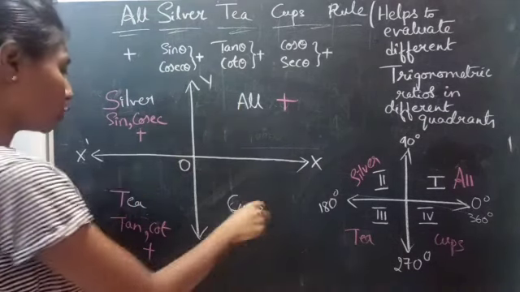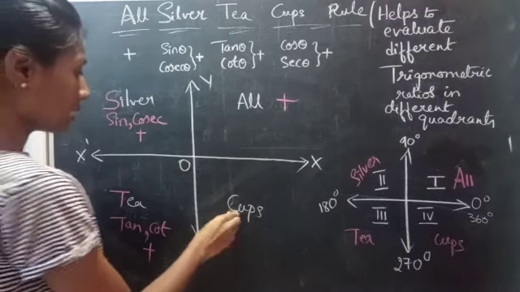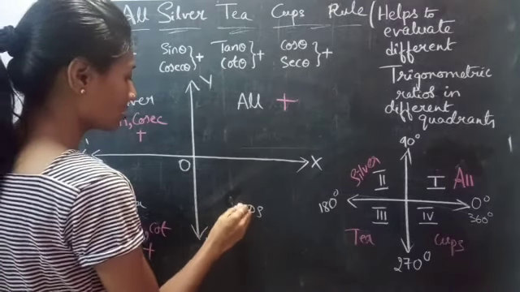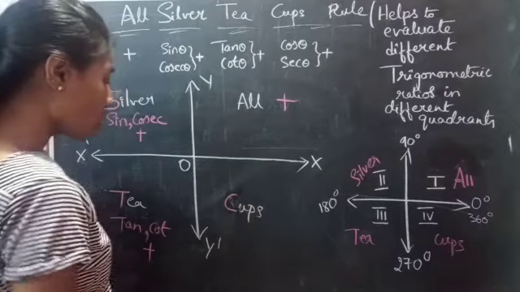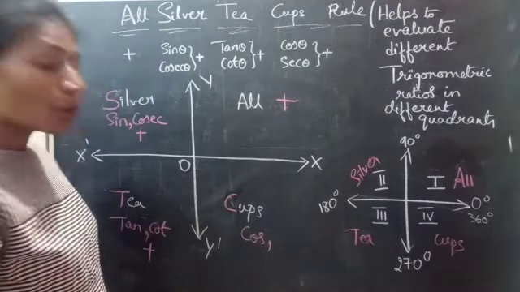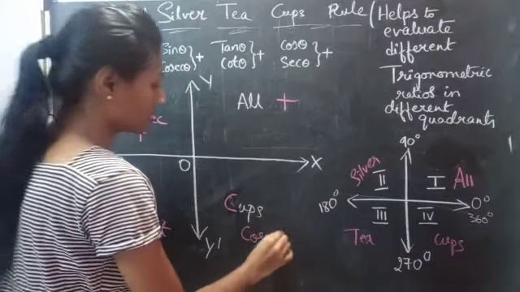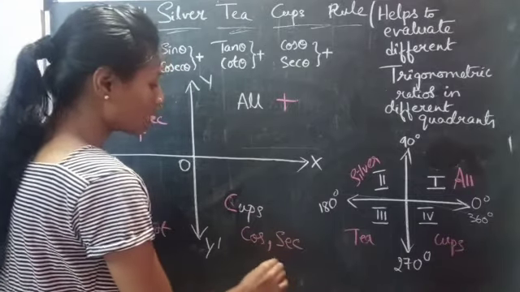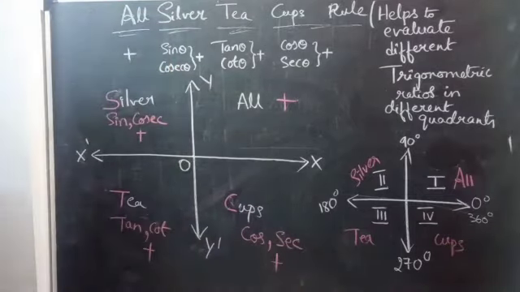Coming to the fourth quadrant, C for Cups. C stands for cos, and the reciprocal of cos is secant. Cos and secant are positive.